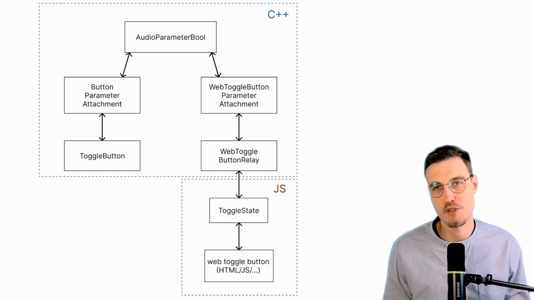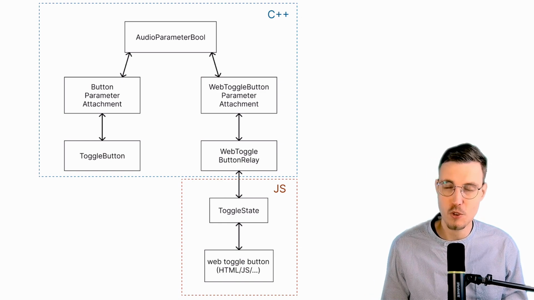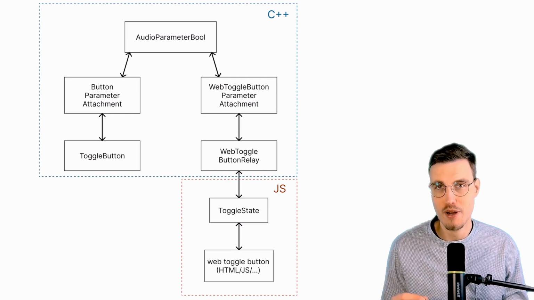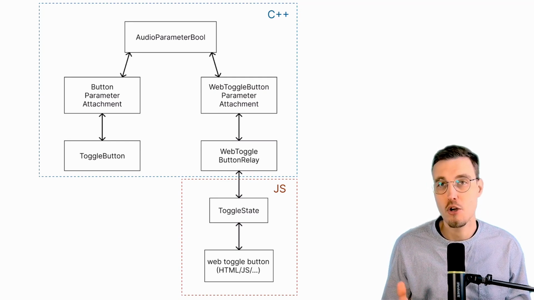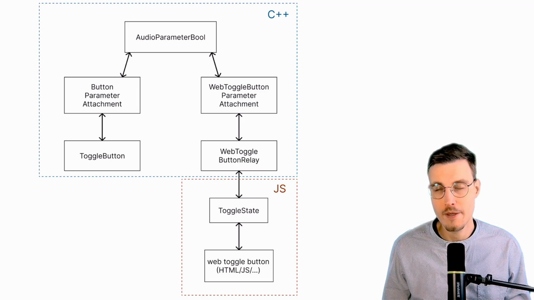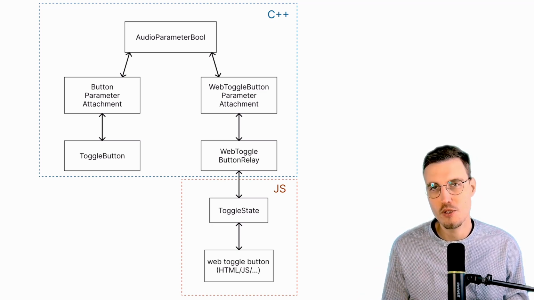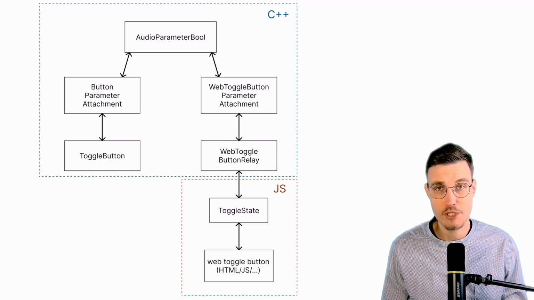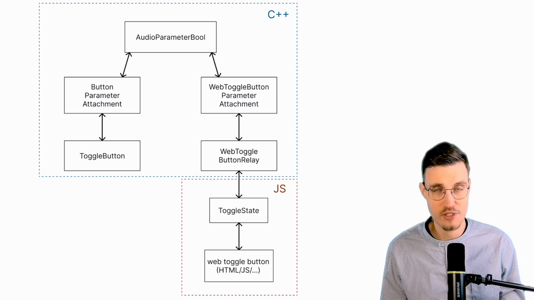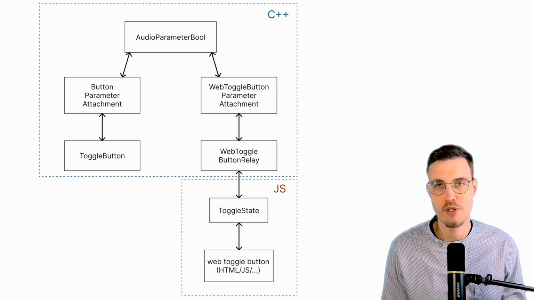In the previous tutorial episode, we looked at how you can control a continuous audio parameter using a slider, be it in a C++ GUI or in a WebView UI. In this episode, we're going to look at how to control a parameter that can be true or false. Again, how it's been done traditionally in JUCE and how you can do it in a WebView UI.